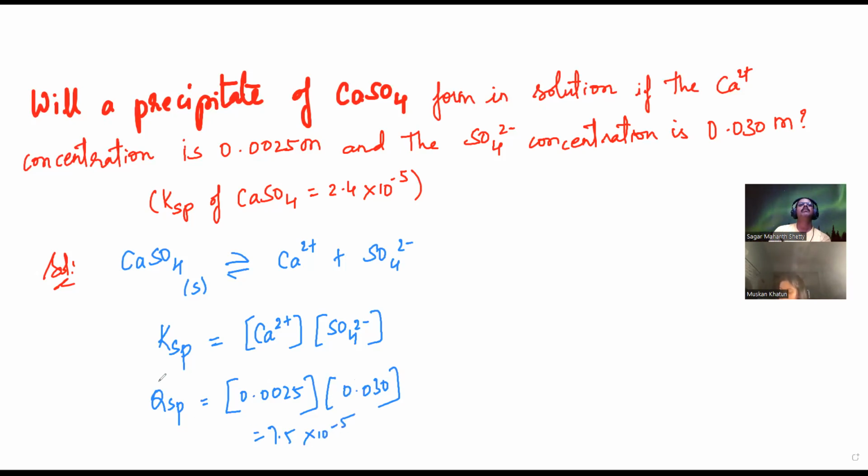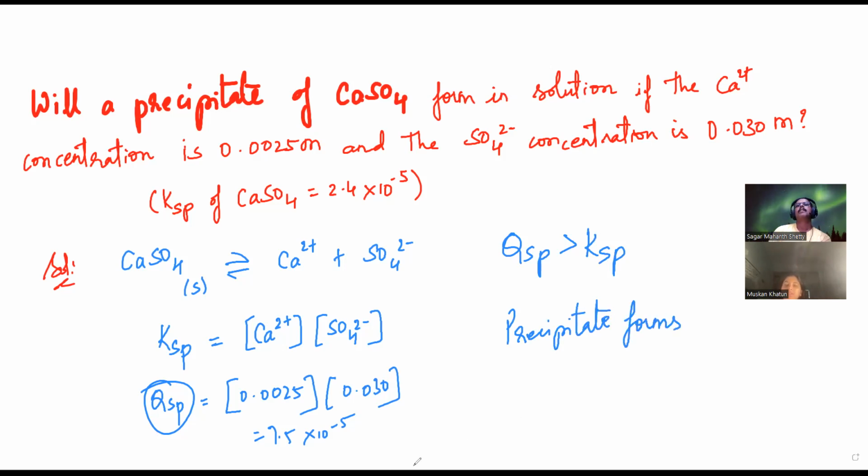Now here, the QSP value is greater than the KSP value. So in that case, what forms? A precipitate shall form. If the QSP value is higher than the KSP, then a precipitate will form. Yes. Okay, I will write that down.